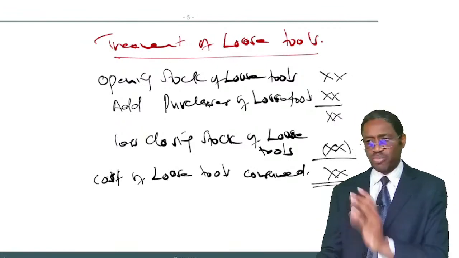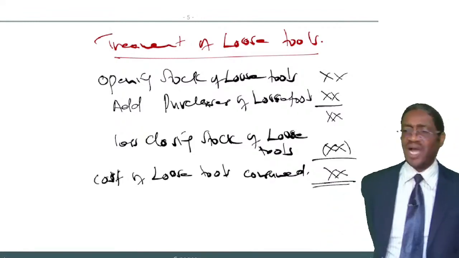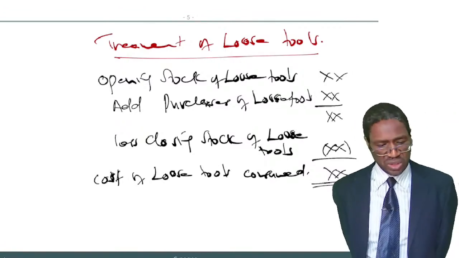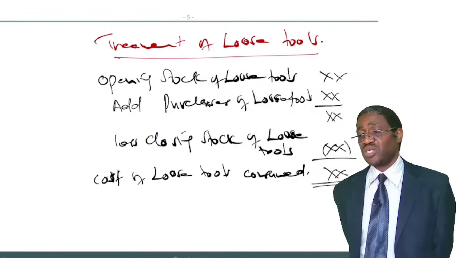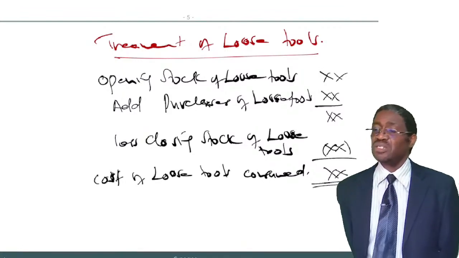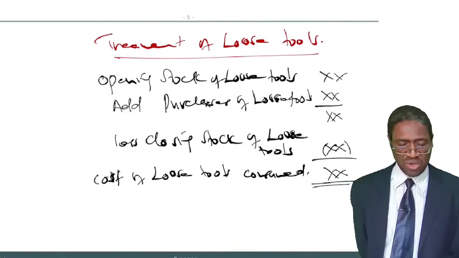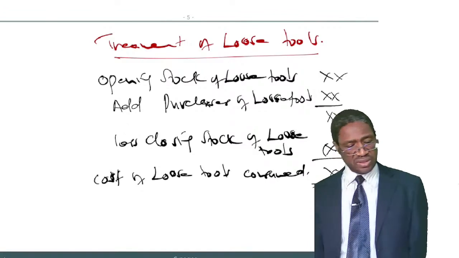Good. So put down that. You take the opening stock of loose tools, add purchases of loose tools, less closing stock of loose tools, then you get the cost of loose tools consumed. You take it to the manufacturing account as one of the factory overheads. Good.